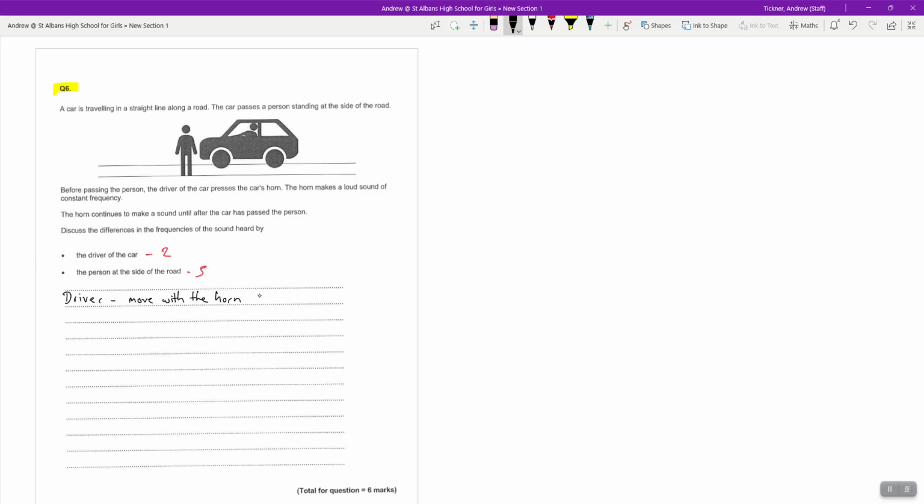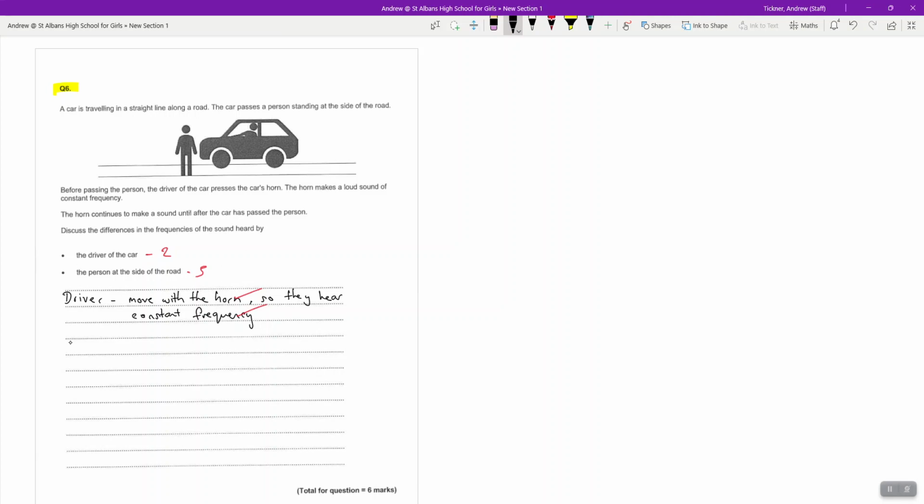They're moving with the horn. So they hear a constant frequency or constant pitch. So for them, frequency is unchanged by the driver, and they're the two marking points. The idea is they're moving with the horn and they're moving at the same speed. So they hear a constant frequency that doesn't change. That's the second mark. So there's two possible marks there.